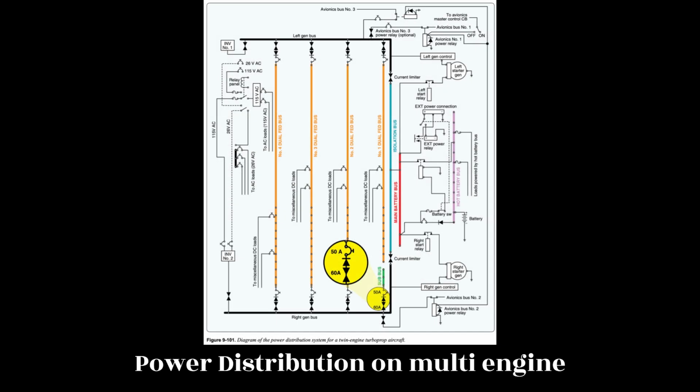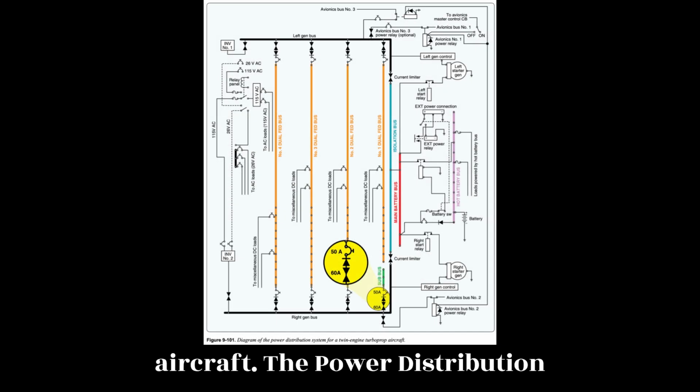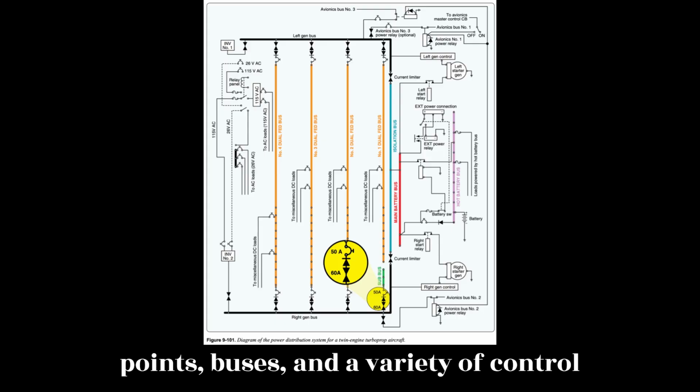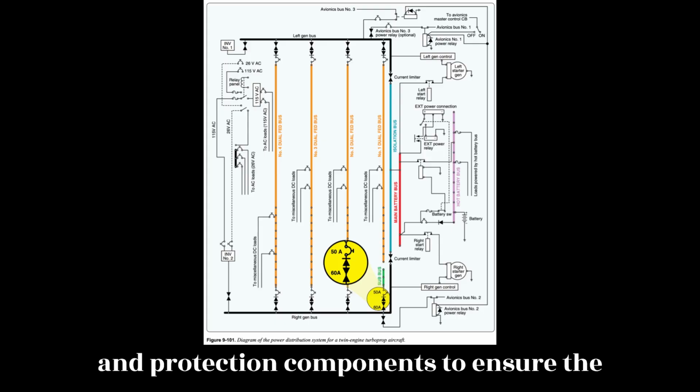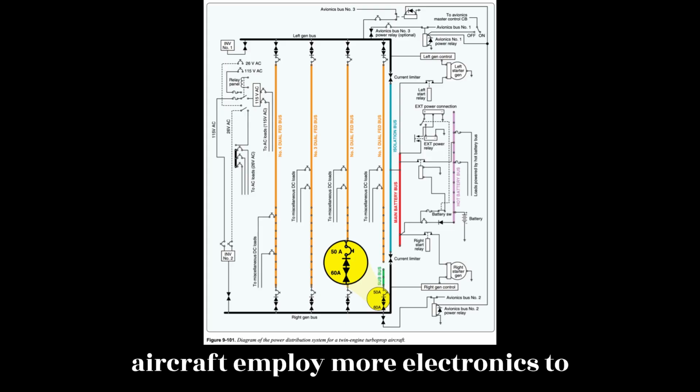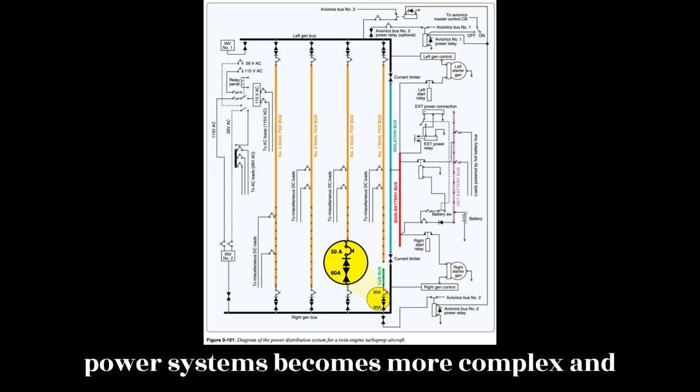Power distribution on multi-engine aircraft. The power distribution systems found on modern multi-engine aircraft contain several distribution points, buses, and a variety of control and protection components to ensure the reliability of electrical power. As aircraft employ more electronics to perform various tasks, the electrical power systems become more complex and more reliable.